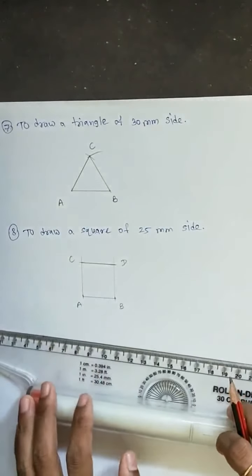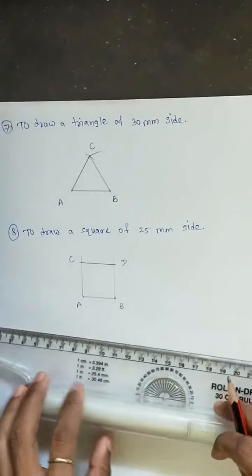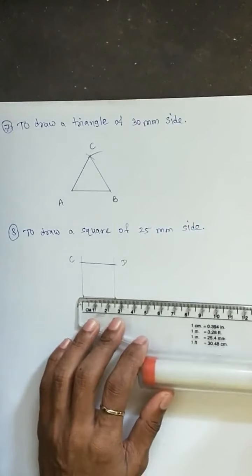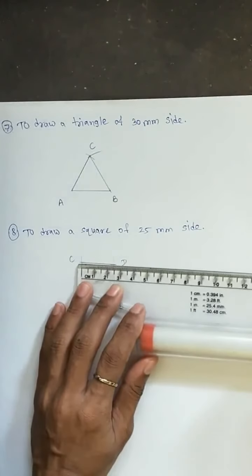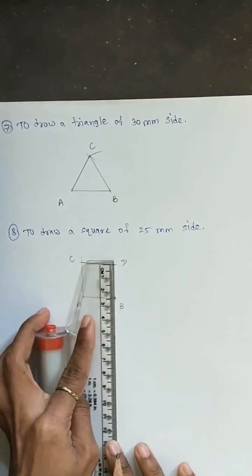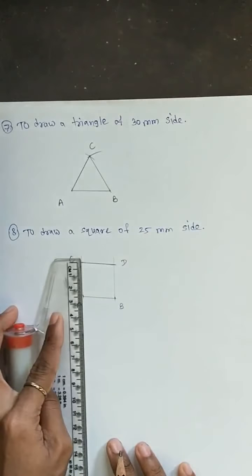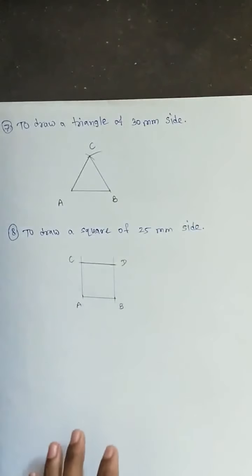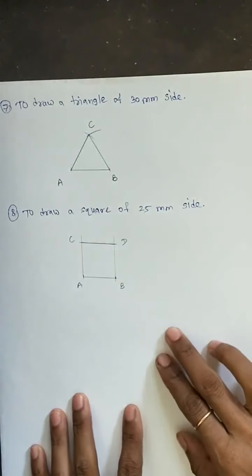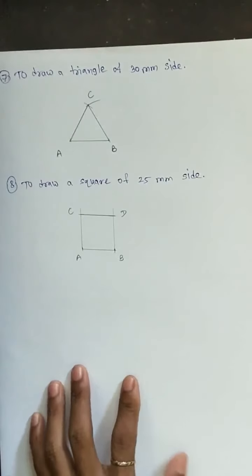So each side will be of 25 mm. If you want, you can check it also. So this is 25, this is 25, this vertical line is 25, and this vertical line is also 25. So we have completed the square of 25 mm side.